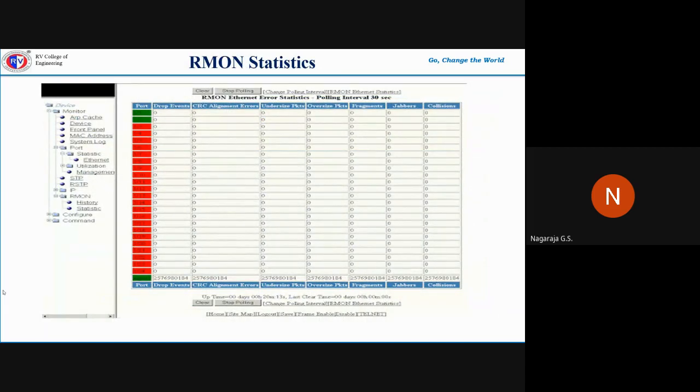This is another slide that talks about RMON Ethernet error statistics with a polling interval of 30 seconds. As I said, you can set your own interval time to snip the packet data flowing across the network. Sometimes we may set the interval to 30 seconds, sometimes 100, sometimes 180.